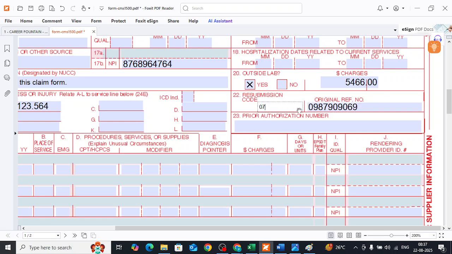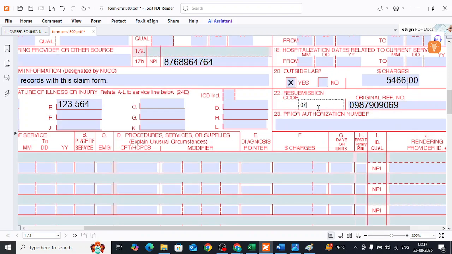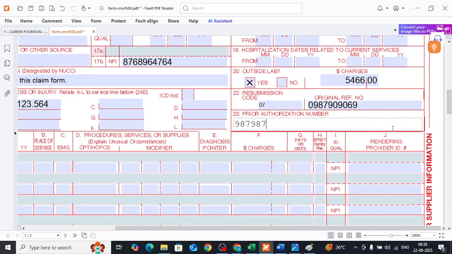In our application we are just selecting the option as corrected claim, and that's the reason the code is going as 07. Okay. So box number 23 is the pre-authorization number. What is meant by authorization? Pre-authorization means taking permission from the patient's insurance for providing a particular service.